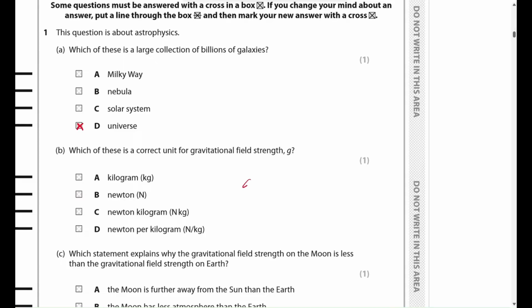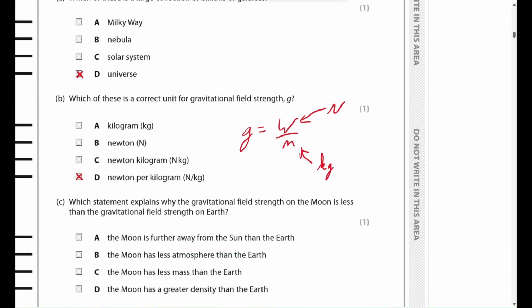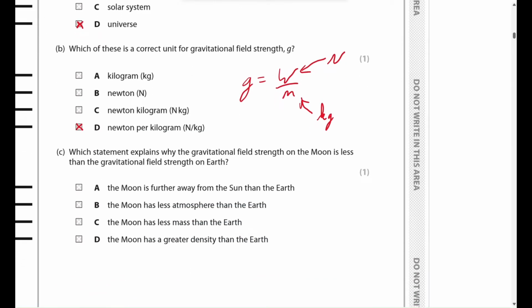Gravitational field strength. Gravitational field strength is weight divided by mass, W equals mg. Weight is in newtons, mass is in kilograms. So the answer is newtons divided by kilogram, newtons per kilogram. Same thing as a meter per second squared. If you were thinking it's meter per second squared, gravitational field strength is the same as acceleration due to gravity.